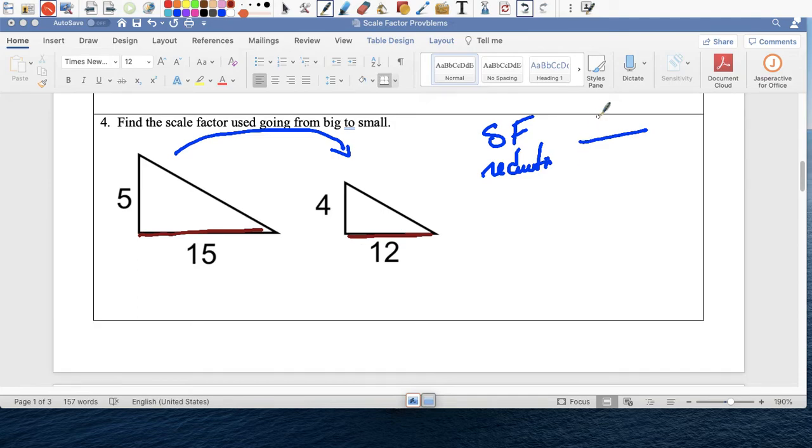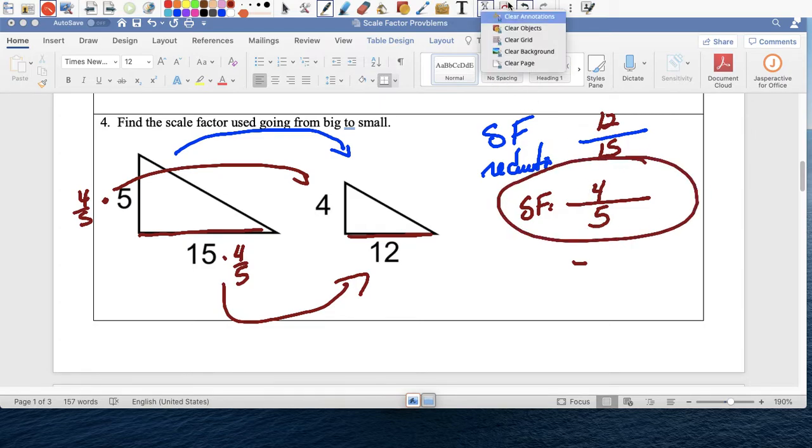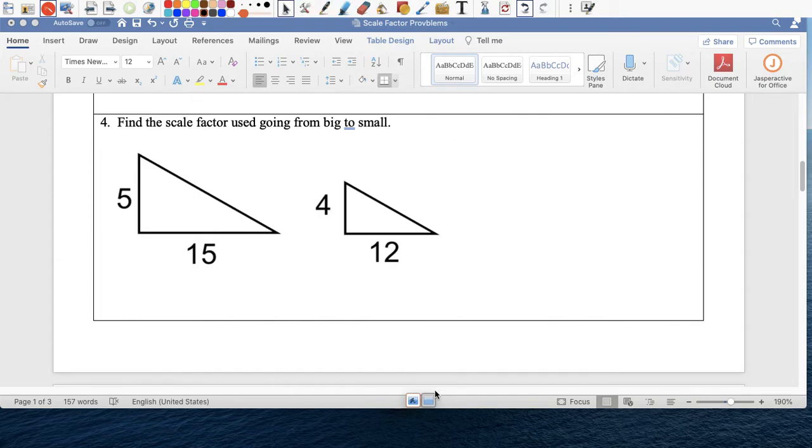The smaller one is 12, the larger one is 15. You want to simplify that, divide both top and bottom by 3, and we get 4/5. So the scale factor was 4/5. If you want to go crazy, 0.8, but 4/5 is fine. Again, just to confirm, if you take 5 and multiply by 4/5, and take 15 and multiply by 4/5, you will see that you do get 4 and you do get 12. Okay, so there's your scale factor. And again, obviously a number less than 1.